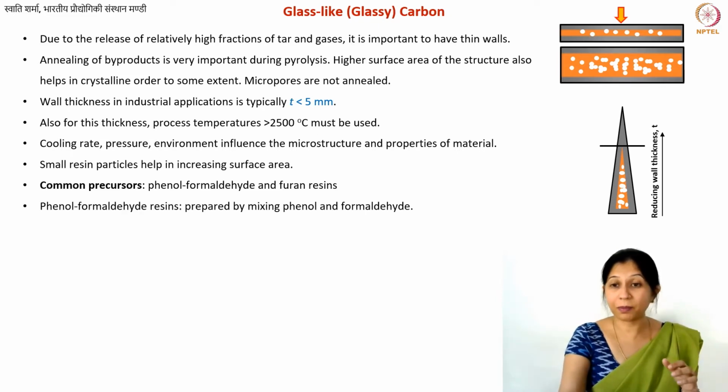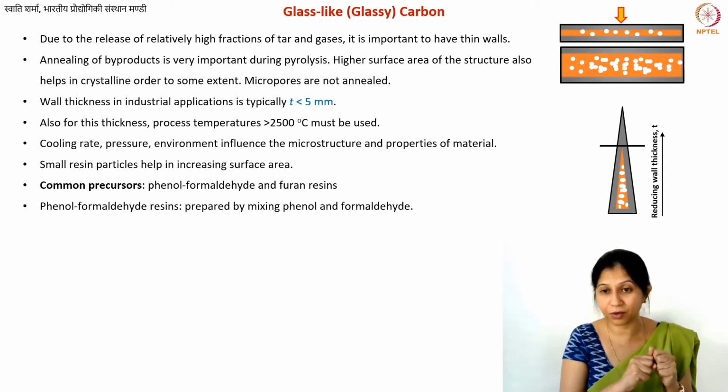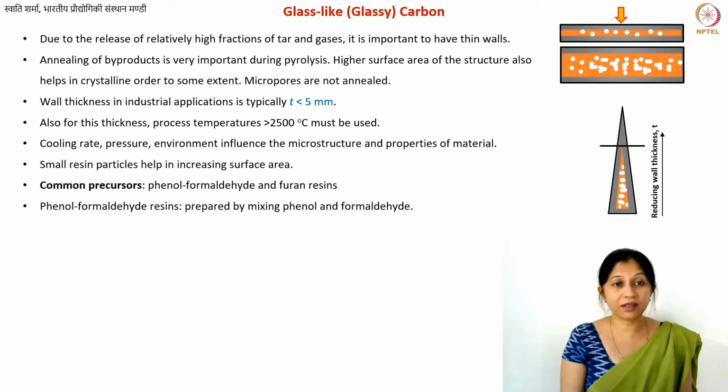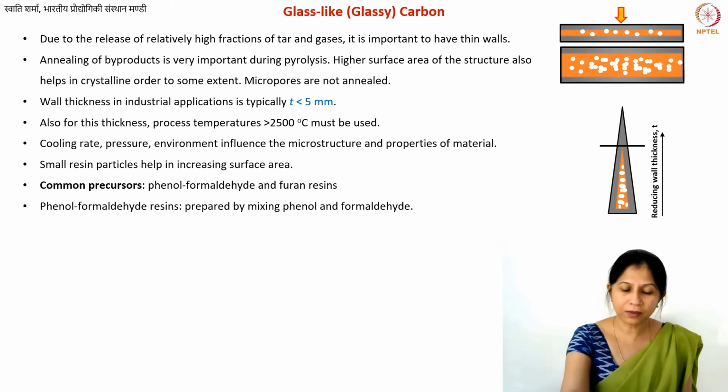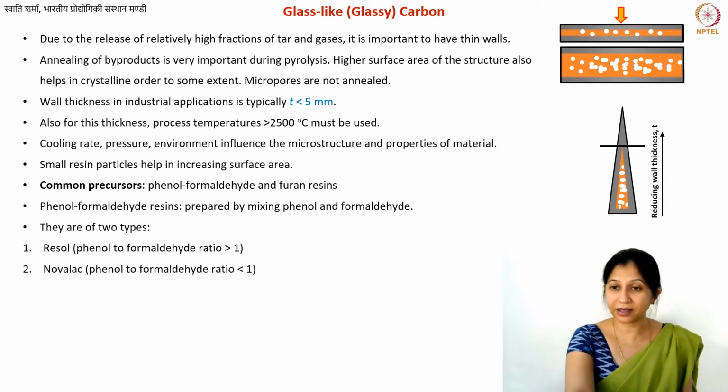Okay, now the common precursors, as I mentioned already, are phenol formaldehyde resins and furan resins. These are more common precursors, although there are many other polymers that can give you glassy carbon. Now what is the phenol formaldehyde resin? As the name indicates, phenol plus formaldehyde. Depending upon the ratio of phenol and formaldehyde, you divide these polymers into two classes. One is known as Resol and the other one is known as Novolac. Resols are the phenol formaldehyde resins where you have phenol to formaldehyde ratio greater than 1, and in the case of Novolac, less than 1.